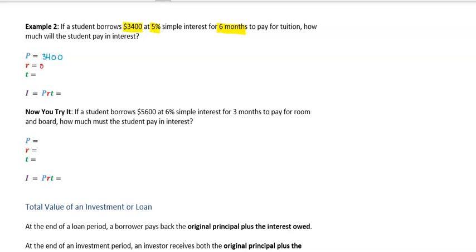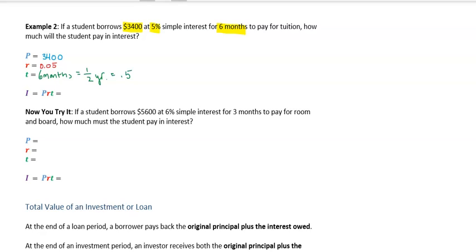So I'm going to go ahead and write that as a rate instead of as a percent. And then for 6 months. So the time in this case, I'm going to put 6 months. We need it in terms of years, so that's going to be 1/2 of a year. Okay, 1/2 of a year, or 0.5. So you can say 0.5 if you would like.